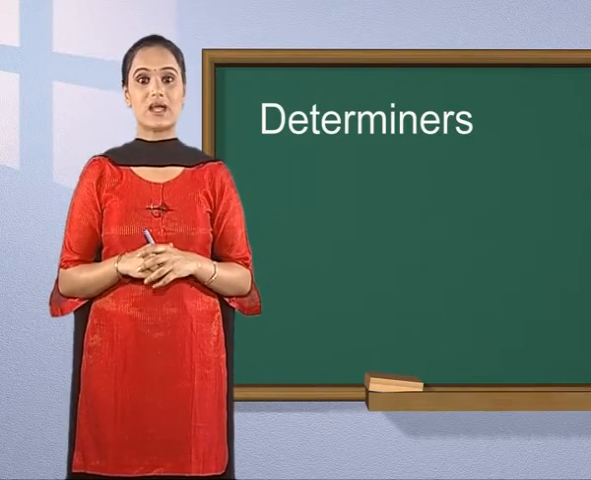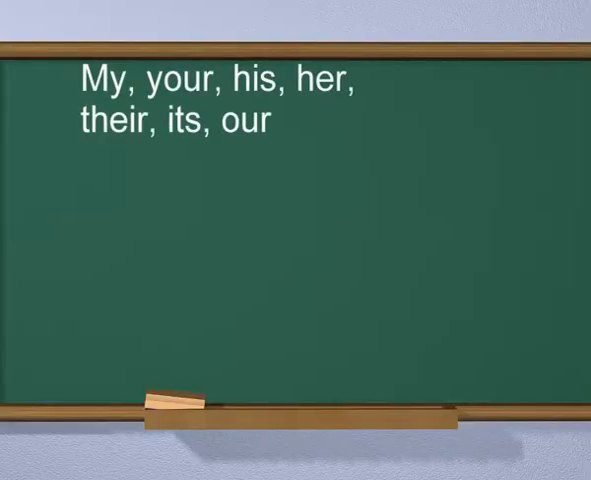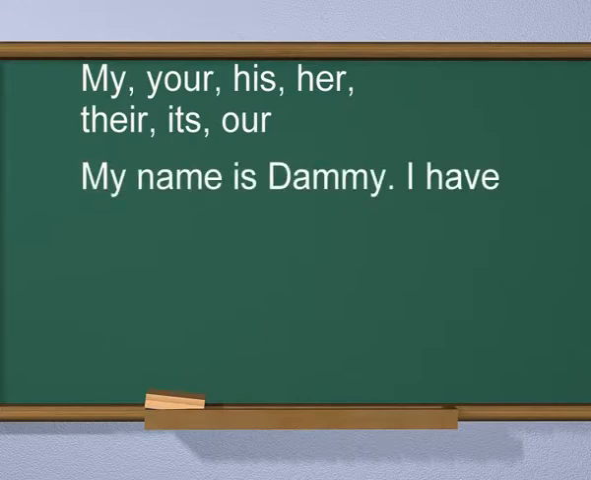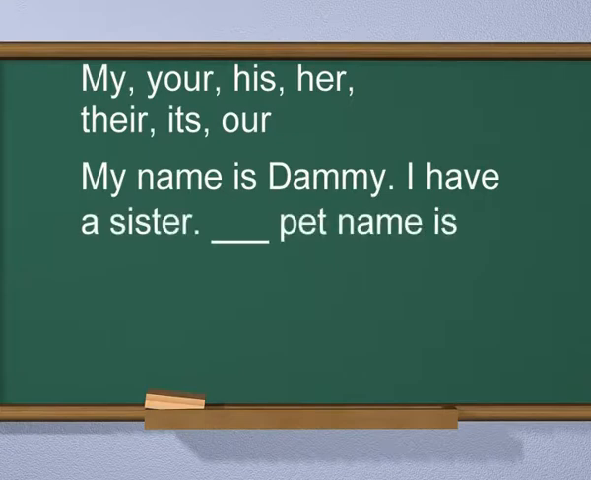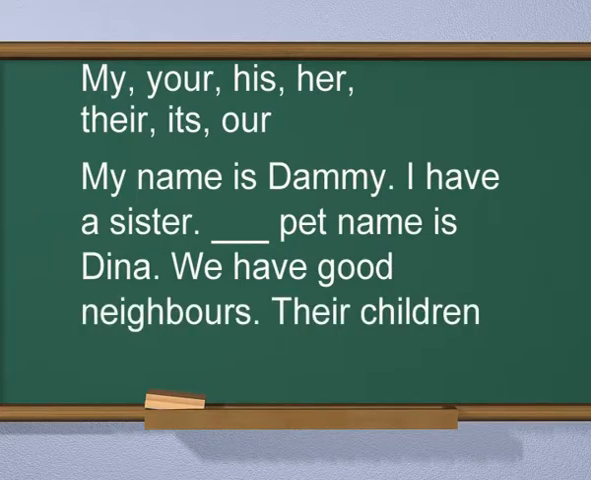Now we take up possessives. My, your, his, her, their, its, our. This is easy enough. Just complete this story. My name is Dammy. I have a sister. Dash pet name is Dina. We have good neighbors. Their children are dash friends.